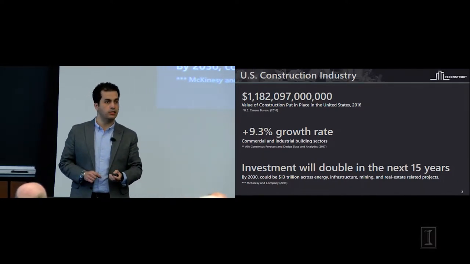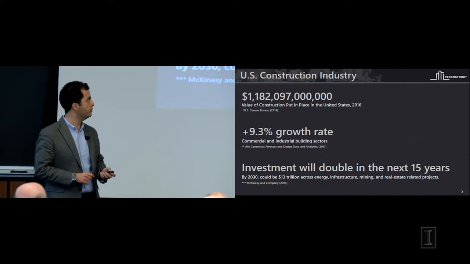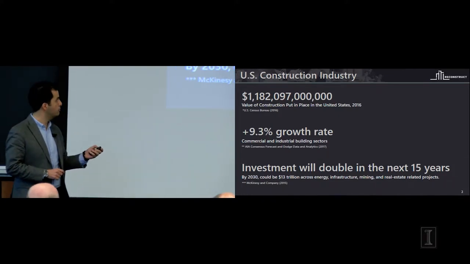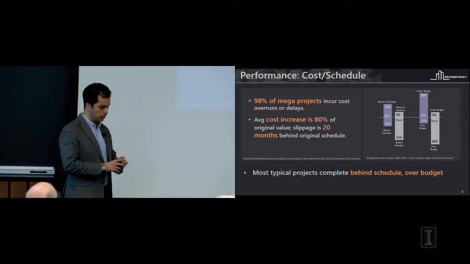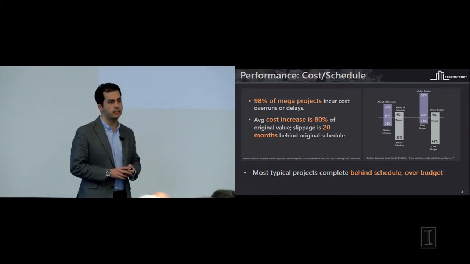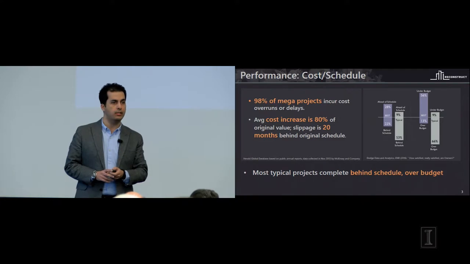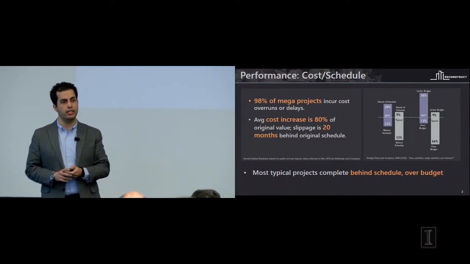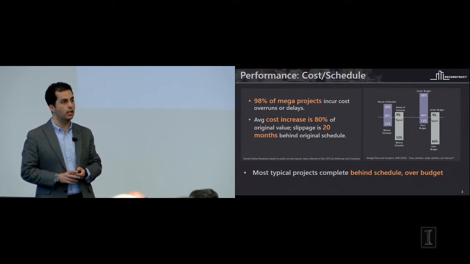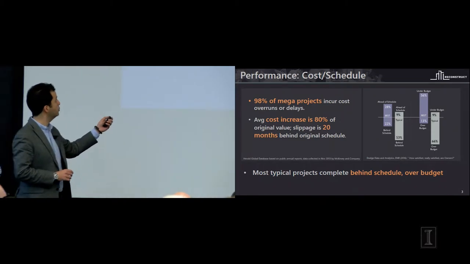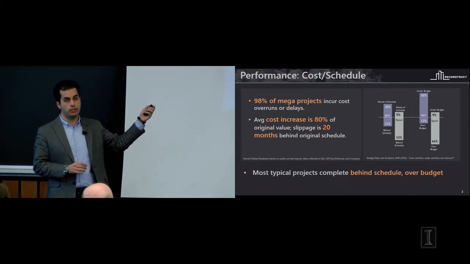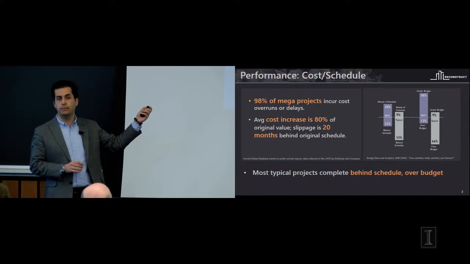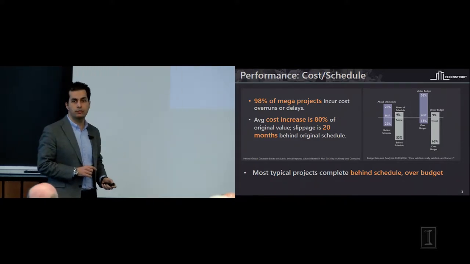As exciting as these numbers are, when it comes to our performance, we have a lot of room for improvement. McKinsey & Company, a company that does consultancy and analysis of various industries in the US, put out a report last summer that shows shocking numbers with respect to how we are performing our construction projects. If you look into the projects that we have right now in the US, 98% of them, almost all, are behind schedule and exhibit cost overruns.